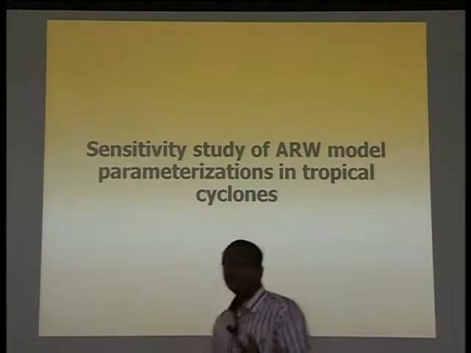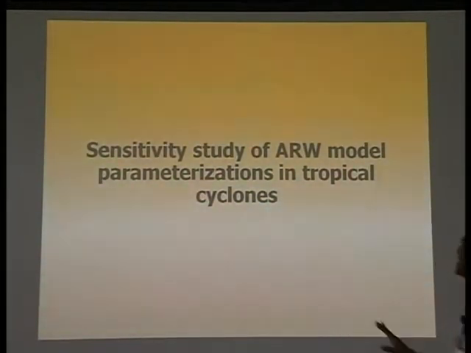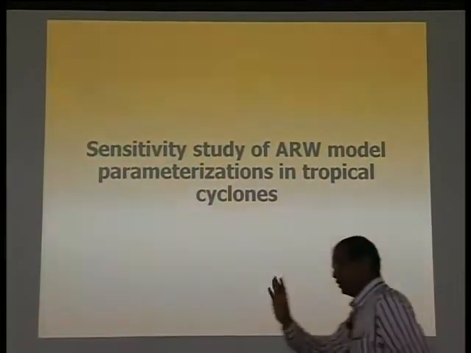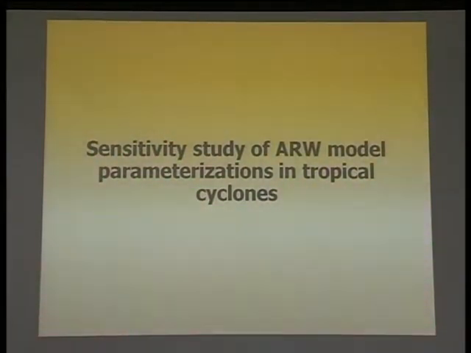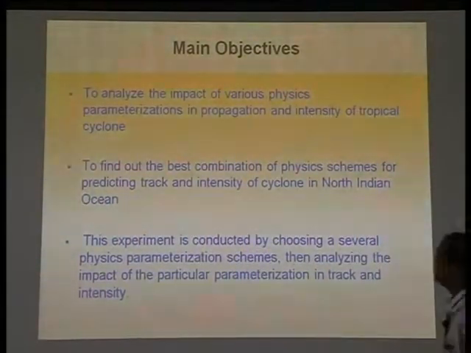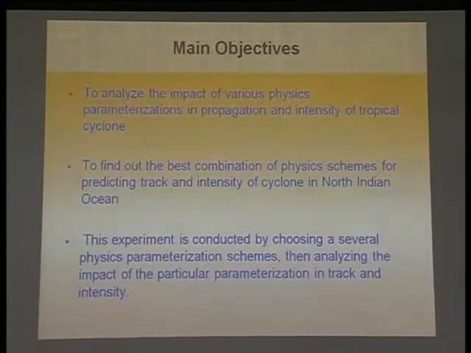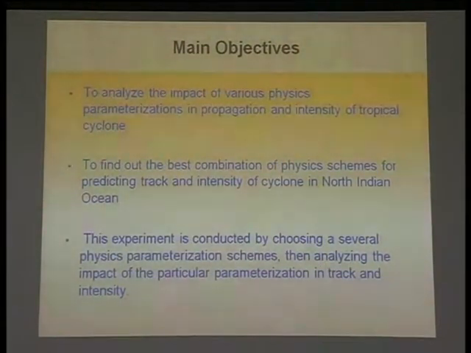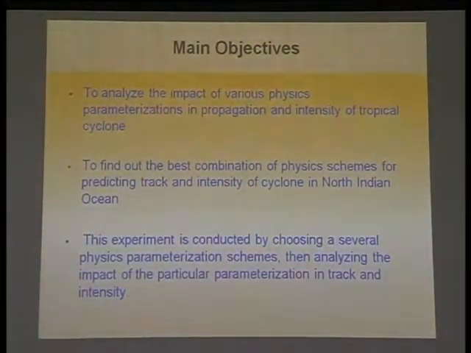So first we wanted to do a sensitivity study of the various set of options available in WRF to get a better forecast of tropical cyclones. The main objectives of this part of the study were to analyze the impact of various physical parameterizations on propagation and intensity of tropical cyclones, and to find out the best combination of physics for predicting track and intensity of cyclones in the North Indian Ocean.